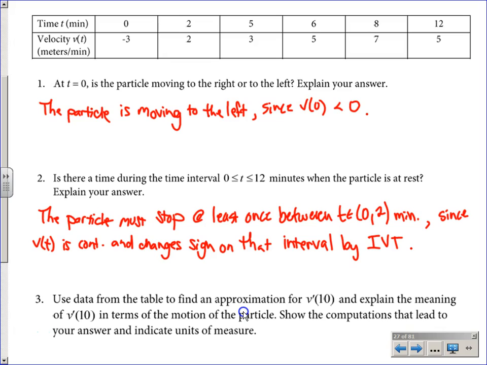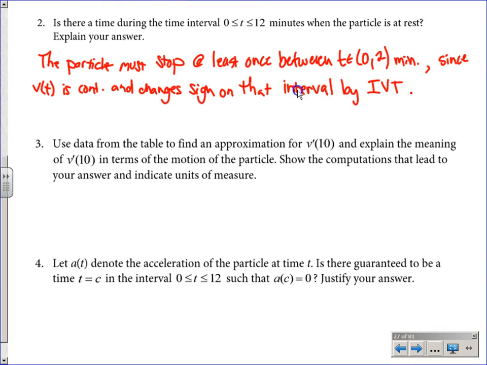Use data from the table. You could also say something to the effect of, since IVT applies, and then you could say because. You could put in a few different words like that. You could flesh it out a little bit better, but that's sufficient. Number 3, use the data from the table to find an approximation for v prime of 10. Approximate a derivative and explain the meaning of v prime of 10 in terms of the motion of the particle. Show the computations that lead to your answer and indicate units of measure.